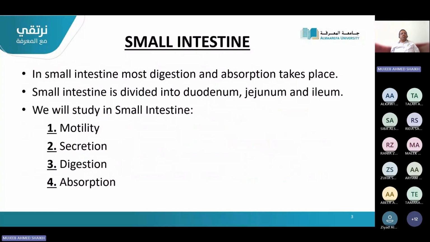These are the 4 headings under which every single part or organ of the GIT is discussed. One is motility, second is secretion. We will cover these in lecture number 1, part 1, and digestion and absorption some in part 1 and some in part 2. So this is how we will be covering the small intestine.